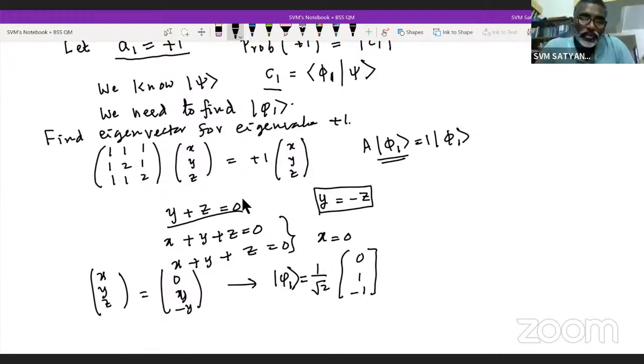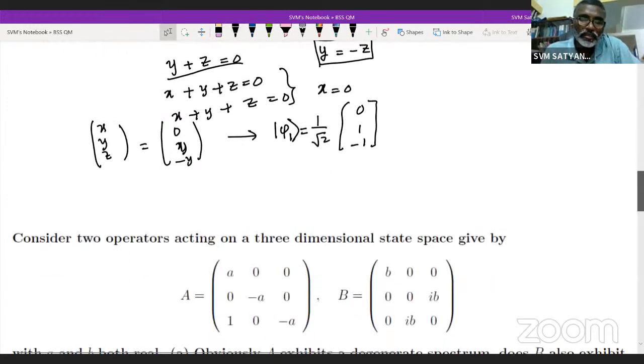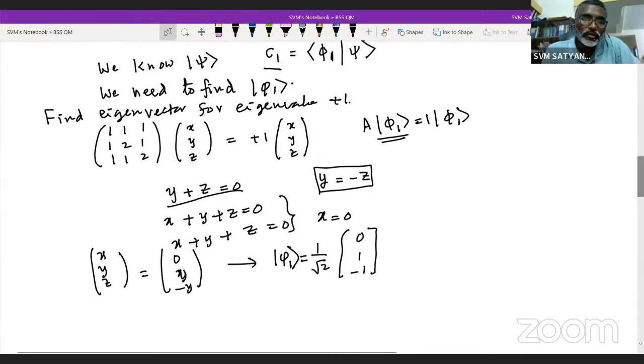Please note that I am not finding all eigenvalues and all eigenvectors, because I am using the given information in a way that I do minimum work. For this problem it is not necessary to find all eigenvalues and eigenvectors. So now what we will do, we have to find out C1. What is C1? C1 is given by this, right?